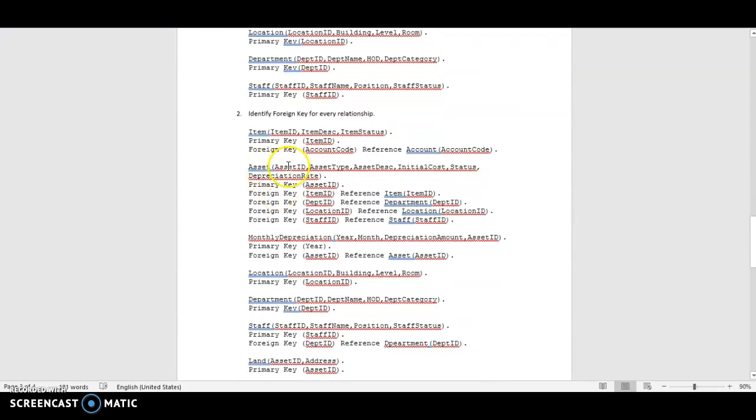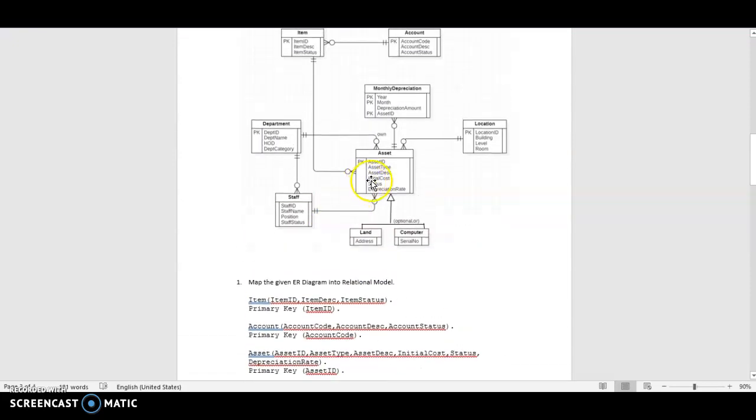And next is asset, where the primary key is asset ID, and the foreign keys are item ID, dept ID, location ID, and staff ID. This is the child for these parents, which are location, department, staff, and also item.